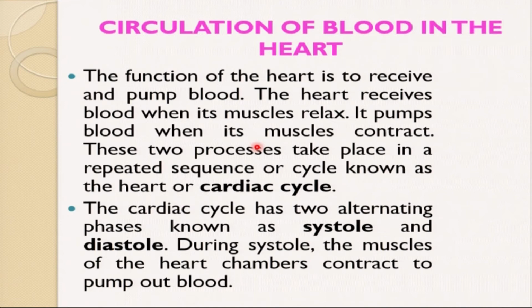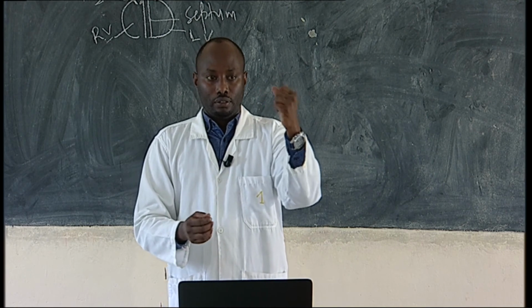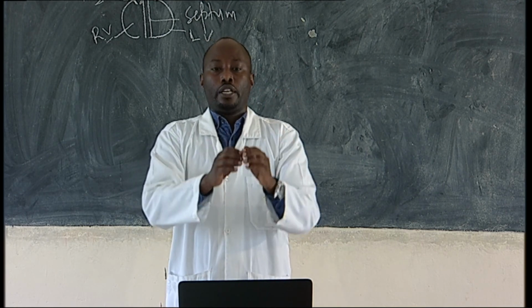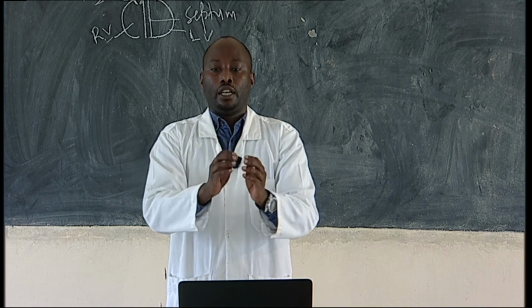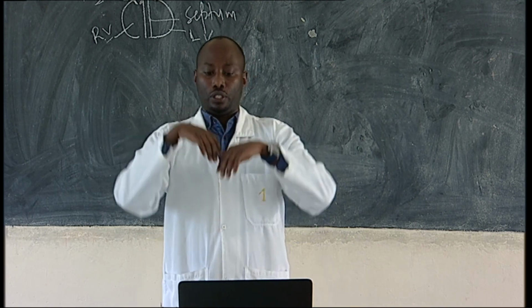So what happens during these two phases of the cardiac cycle, the systole and the diastole? During systole, the muscles of the heart chambers contract. And during diastole, the muscles of the heart do what? They relax. And if they relax, the heart is able to receive the blood.